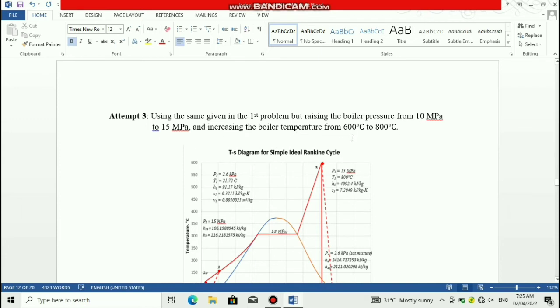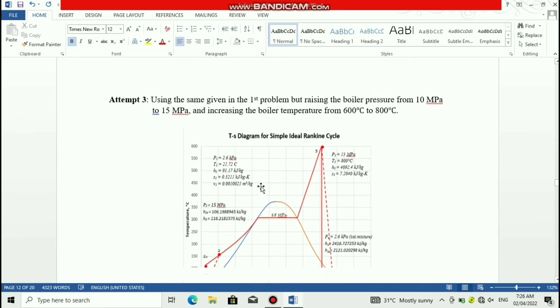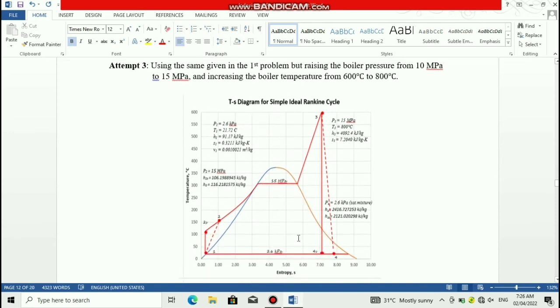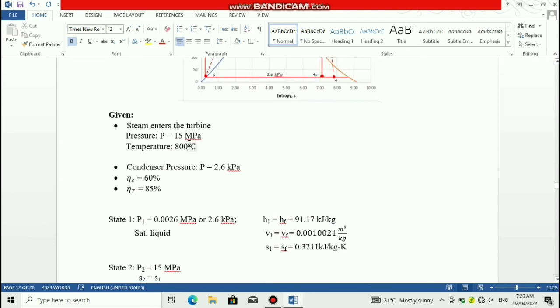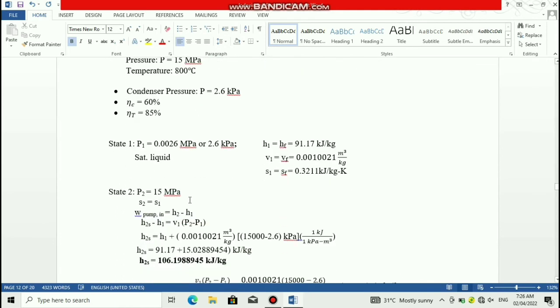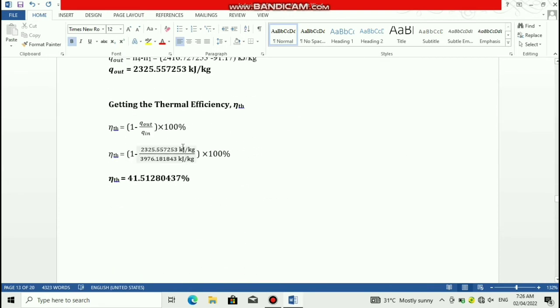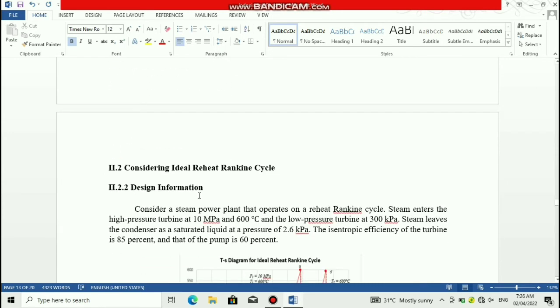So this is the diagram for the simple ideal Rankine cycle of the given problem. At pressure 15 MPa and at 800 degrees Celsius, using the same process, we get the thermal efficiency of 41.5128047%. So we get the desired thermal efficiency.